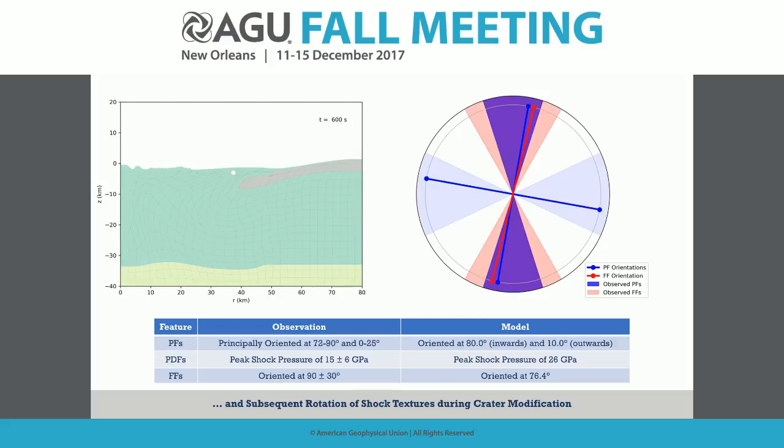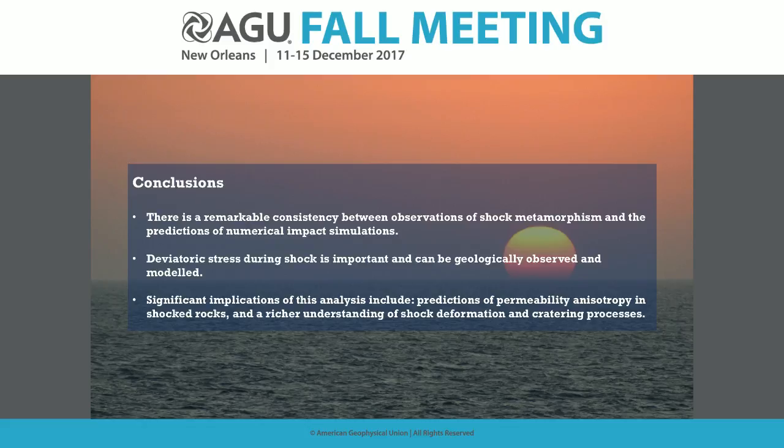In fact, so remarkable that it really does show that it is very likely that this dynamic collapse model does operate. But there's actually something maybe a bit more important that this raises, which is that deviatoric stress conditions during shock and during cratering are actually very important. They can be observed and they can also be modeled. So this makes for important implications regarding the anisotropy of permeability in craters, as well as looking at the history of deformation in shocked rocks. And there I'll leave it.